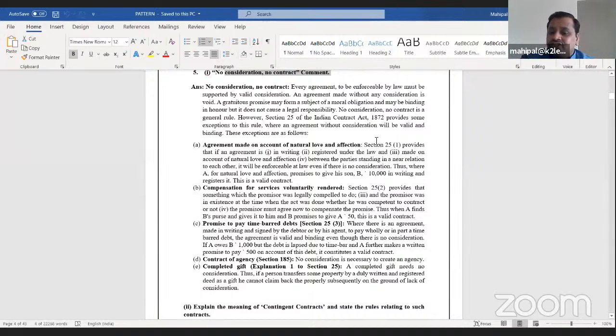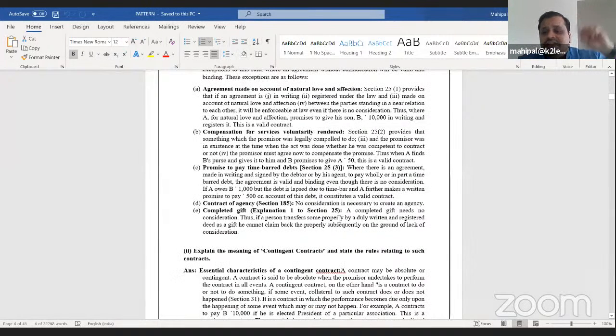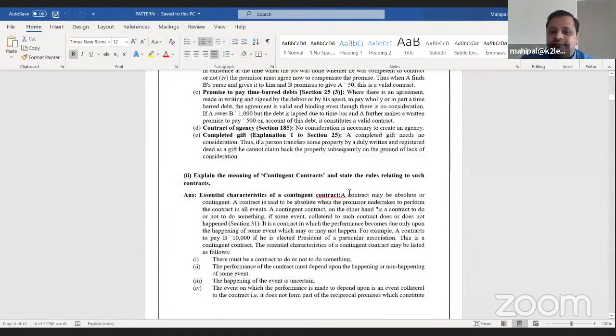Number 1, love and affection. Again, write the provisions. Rather than writing 1, 2, 3 in a single line, write it step by step, in bullet points. Number 1, it must be registered. Writing based on natural love and affection. The parties should be in a near and dear relationship. Number 2, compensation for past voluntary services. Again, write that the services rendered should be lawful. It must be voluntarily done. All those important points. Time barred debts. Again, 3 important points. The debt should have been time barred. The promisee is willing to pay. He is willing to seal, sign, and register in the court of law. Am I clear?